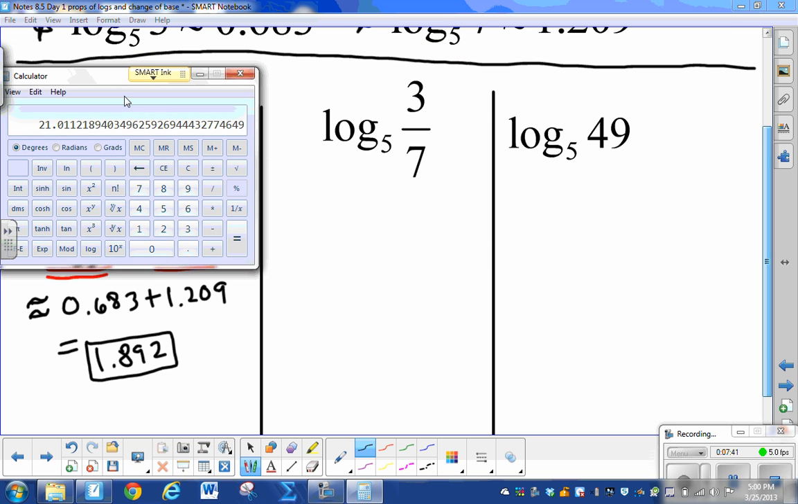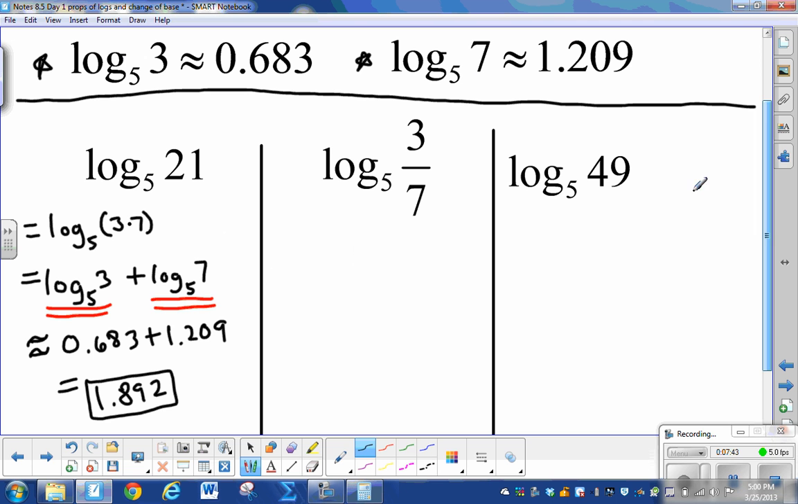Okay, so let's try this other one. Good thing I moved that calculator, huh?